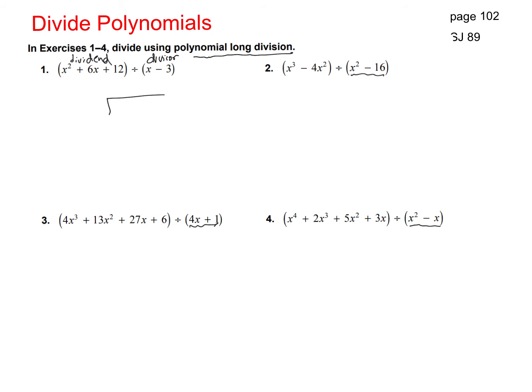You set up your problem. You put your divisor on the outside, the dividend on the inside. I write the steps over here. I advise on the first at least 10 of these that you do, and you can count these 4 as the first 10 that you do, to write the steps on the side. It will help you to keep everything straight with long division.